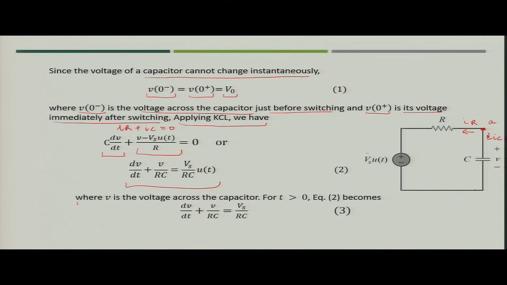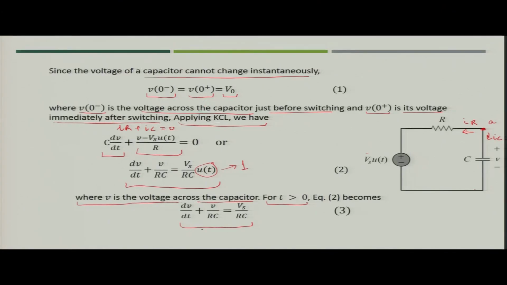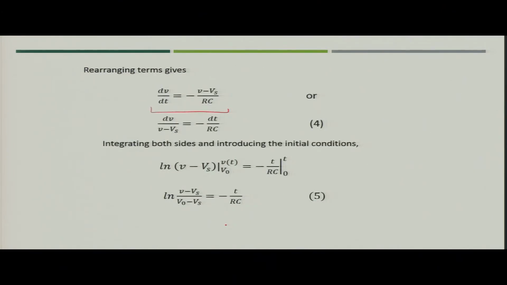Now, when V is the voltage across the capacitor, for t greater than 0, you can simply say that equation 2 can be represented as dV by dt plus V by RC equal to Vs by RC, because at time t greater than 0, the value of the unit step function will become 1. So, now you have dV by dt is nothing but minus of (V minus Vs) by RC. You can simplify with the help of this equation.